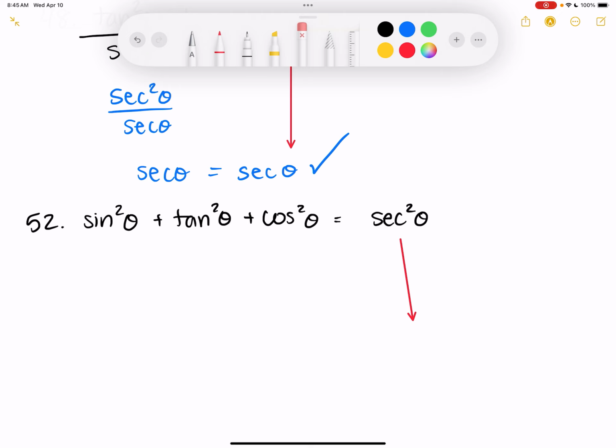No. Wait. How about if I rewrite it like this? Can you move secant over? Nope, I have to leave this here. But if I rewrote this as sine squared theta plus cosine squared theta plus tangent squared theta, now do I have something that I can rewrite as one of my identities there? Oh yeah.